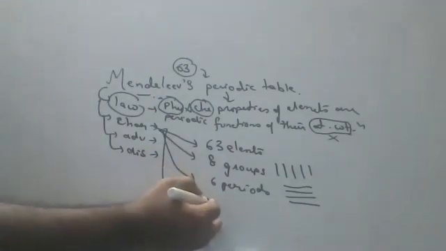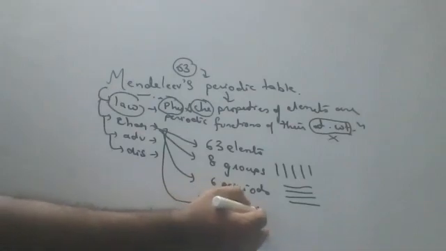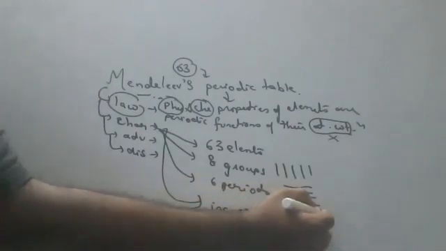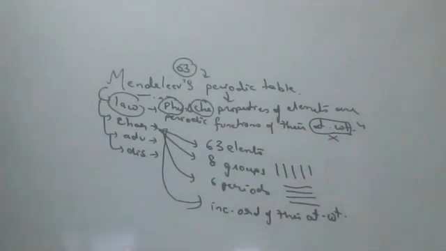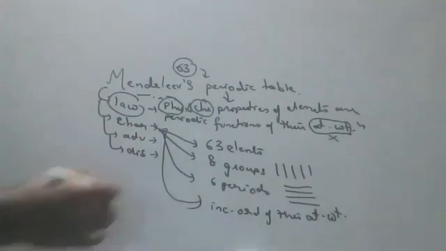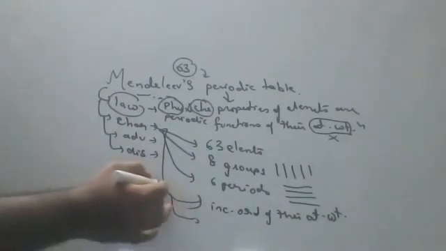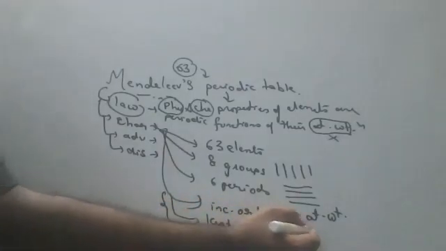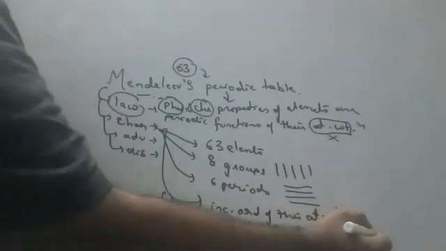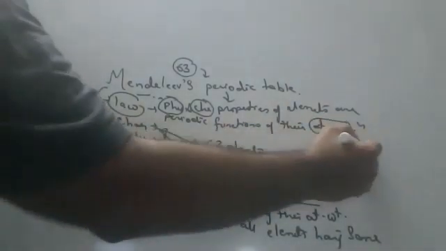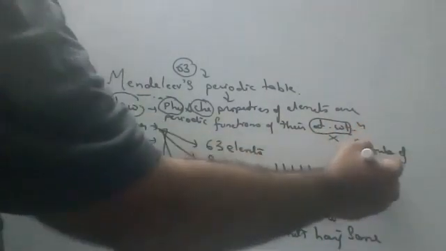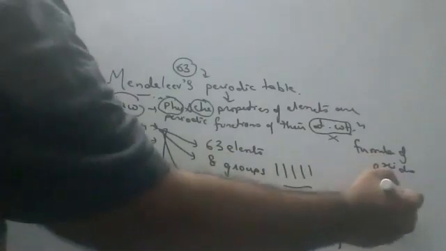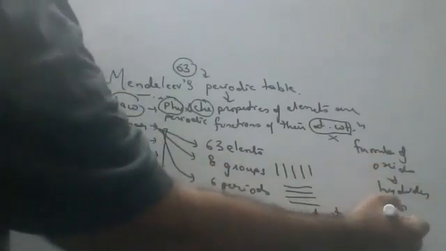And he kept elements in increasing order of their atomic weight. And the last criterion, very, very important, these two especially: he kept all elements having the same formula of oxide and hydrides in one group.